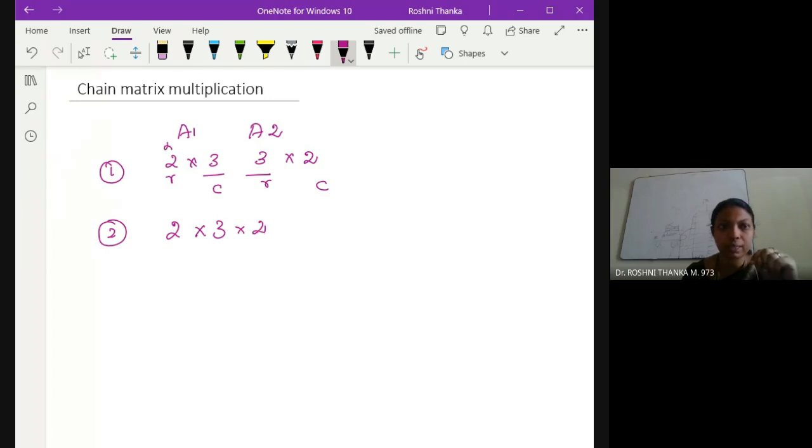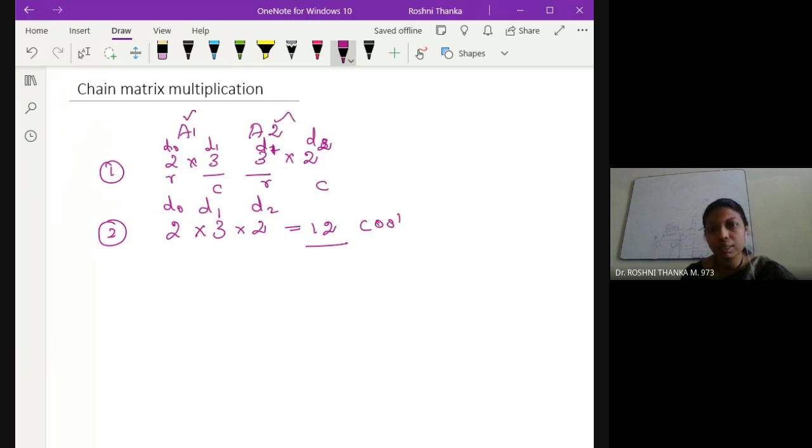Let us say this is D0, D1, D2, D3. Since these two are the same, I can call this D1 and this D2. So how will I multiply? D0, D1, D2. When I multiply this, I get 2 3s are 6, 6 2s are 12. So I need 12 multiplications to multiply these two matrices A1 and A2. This is the cost of multiplying A1 and A2.